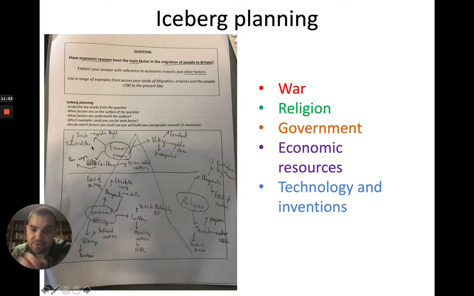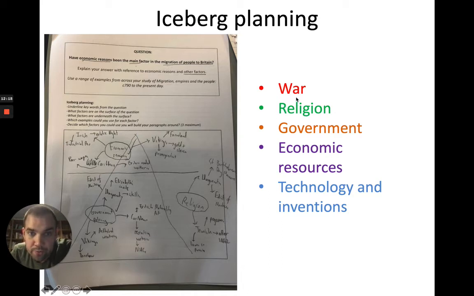I would have to add some more specific detail, but those would all be really good examples of economic reasons. You can probably think of other examples of economic migration to Britain besides these three, which you might well want to write down. Now, the point is that I'm going to plan out at least two other factors besides the one in the question. So if the question's asking me to look at economic reasons, I'm going to go below the surface and say, well, what are some of the other factors that we know from the course?